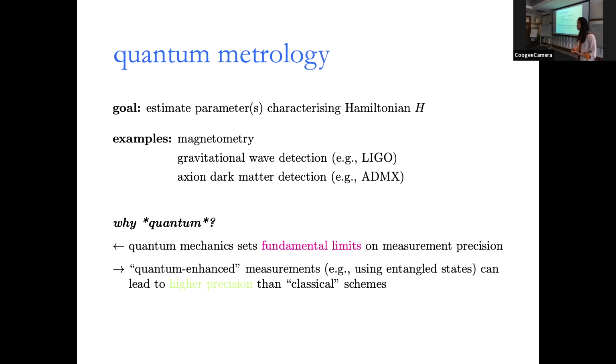And on the other hand, we can sometimes take advantage of quantum mechanics, such as by using entanglement to make higher precision measurements than would be possible with so-called classical methods. So for example, LIGO has already used squeezed light, which is a non-classical state of the electromagnetic field. And this has significantly improved the precision.